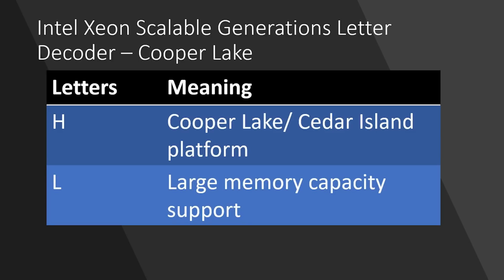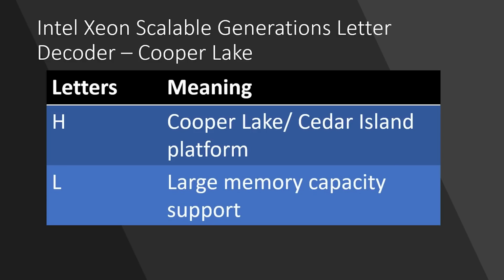So H means that it's a Cooper Lake Cedar Island platform part. So that's the one that launched in 2019 and we've done reviews on. And so that's a different part from the non-H, and the non-H is the Ice Lake. So if you have an 8380, that is Ice Lake, and 8380H is Cooper Lake. Now, because Cooper Lake was a 2019 part, there's also a L, which used to be the large memory letter.